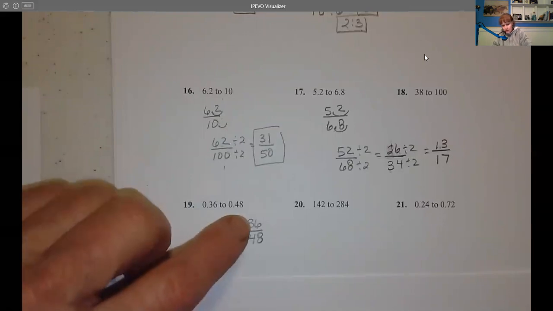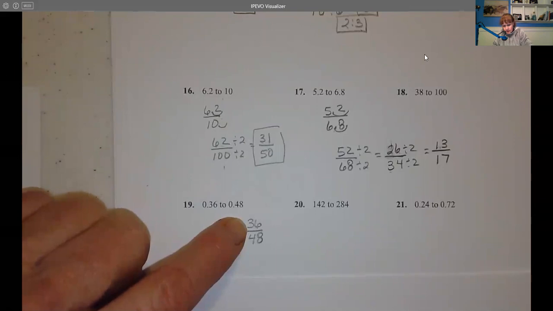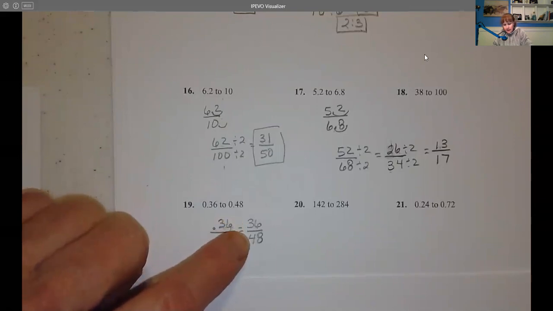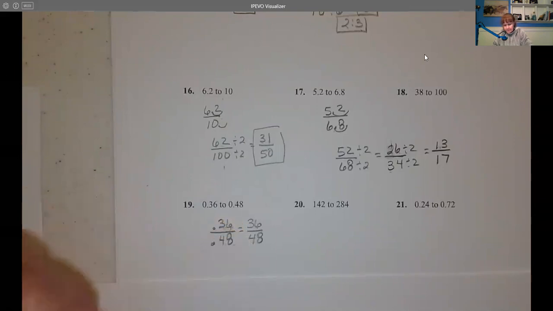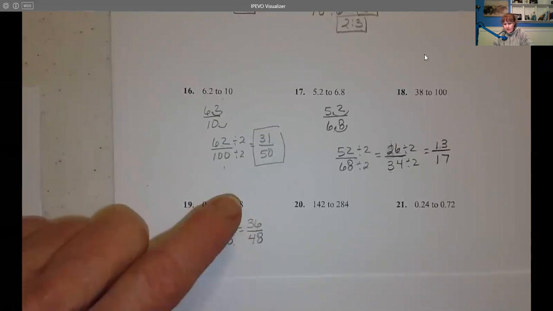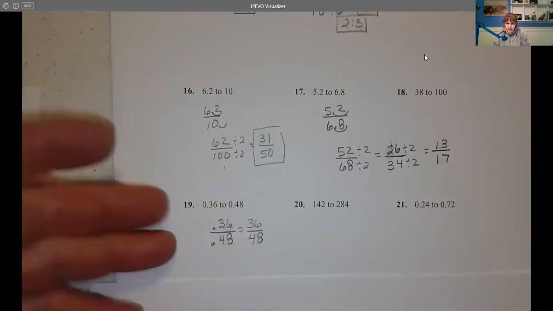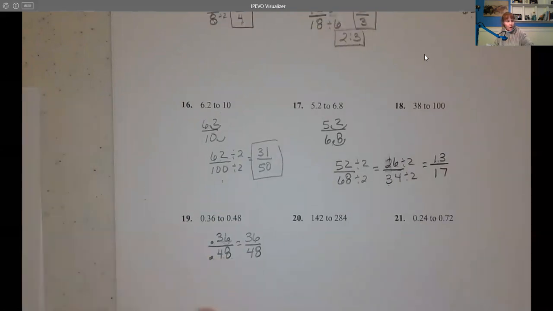That's, yeah, 36 divided by 12 is 3. 48 divided by 12 is 4. So divide them both by 12. Or you could divide them by 2 and then divide them by 2. And then just keep dividing until you can't find something that goes into them evenly. All righty, that's 6.1. That's not too bad, I don't think.